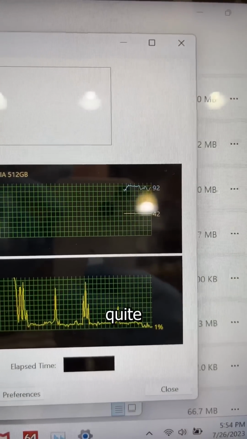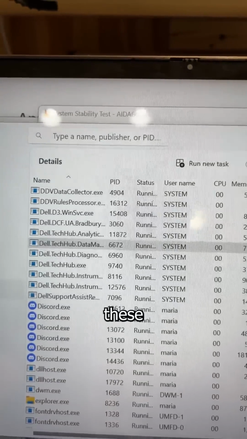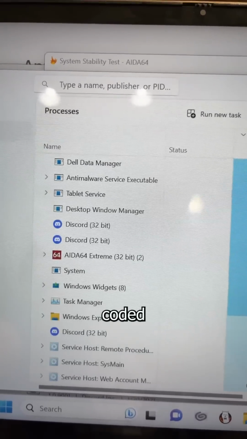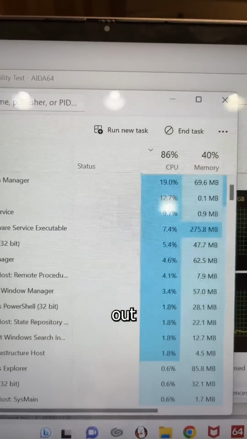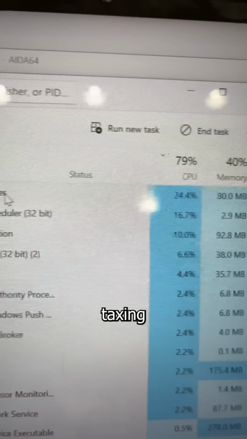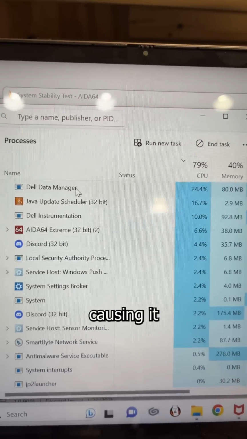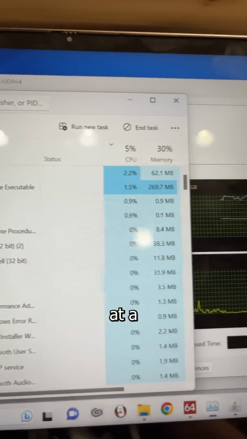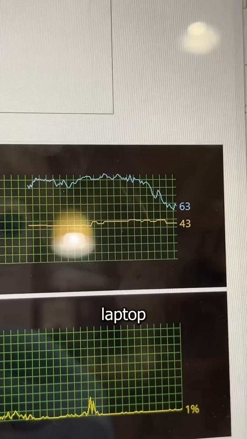The temps are still quite high, and it's because Dell loads up these laptops with a ton of their programs, most of which don't work correctly because they were coded by the same people that made planes fall out of the sky. And this one right here is taxing this poor CPU for no reason, causing it to heat up and slow down. And look at that, after nuking most of the Dell bloat, we're at a comfy 60°C and this laptop is ready to go.